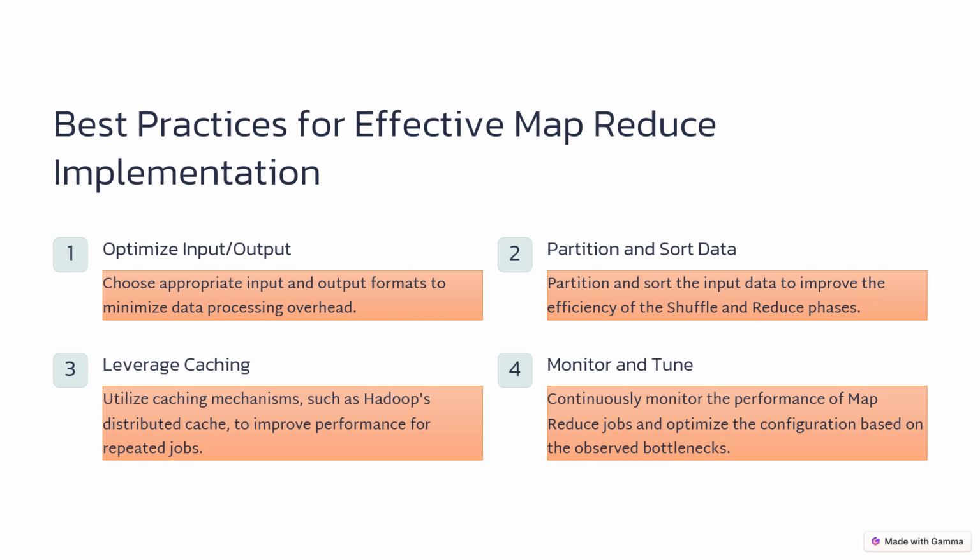Third is leverage caching. Utilize caching mechanisms such as Hadoop's distributed cache to improve performance for repeated jobs. And last but not the least, the fourth one, monitor and tune. Continuously monitor the performance of MapReduce jobs and optimize the configuration based on the observed bottlenecks. So this is the end of the presentation.